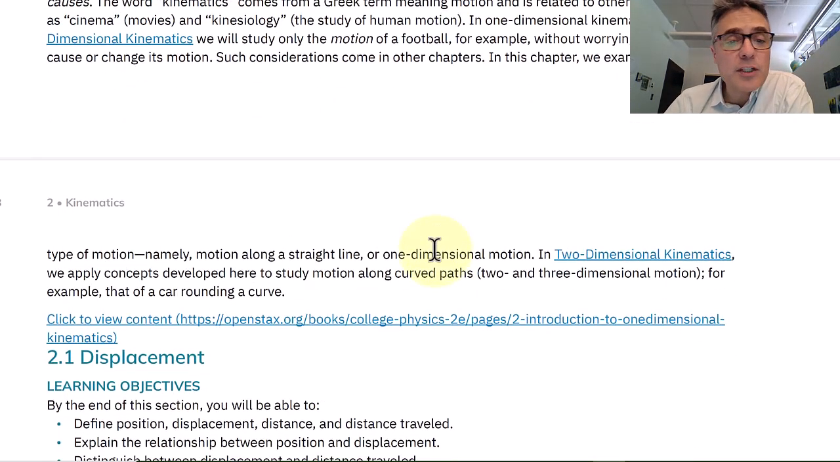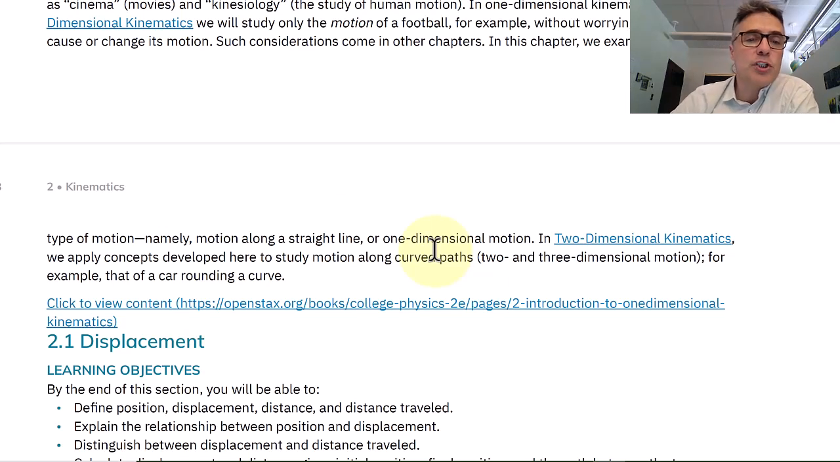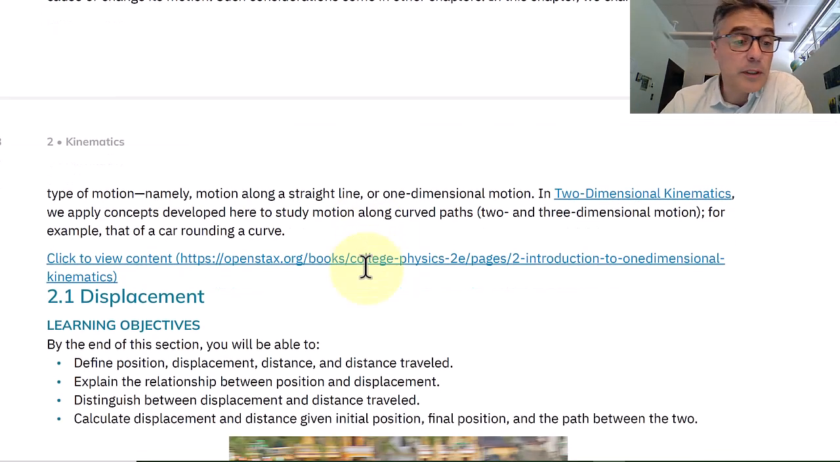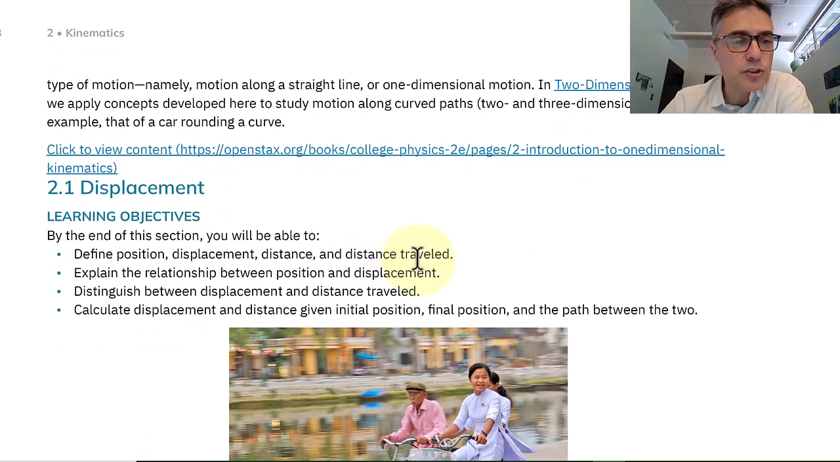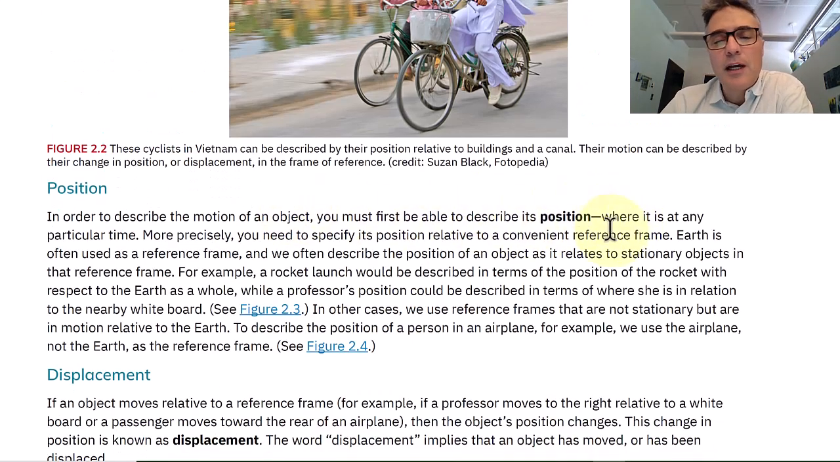And by one-dimensional motion, we're just talking about motion along a straight line, meaning that it doesn't turn. So it turns out you can move along a straight line or a curvy line. And these are two very different things in physics. So we're going to start with moving along a line and no turning. And then for two-dimensional motion in the next chapter, we'll talk about what happens when you're actually turning, two or three-dimensional motion. Definitions to go through.